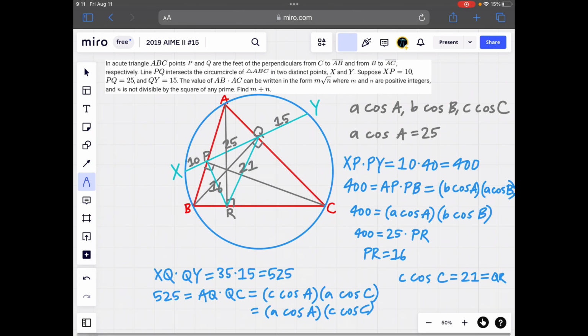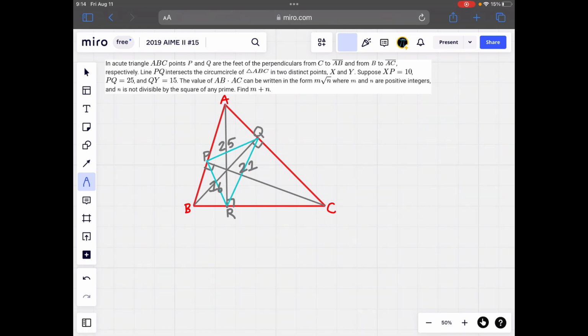So now we know all three sides of the orthic triangle of ABC. The question is now reduced to: if PQR is the orthic triangle of ABC with side lengths 16, 21, and 25, then what is AB times AC? So we know that the side lengths of triangle PQR are PQ equals 25, QR equals 21, and PR equals 16. So we know all three angles of PQR, which we can get using the law of cosines.